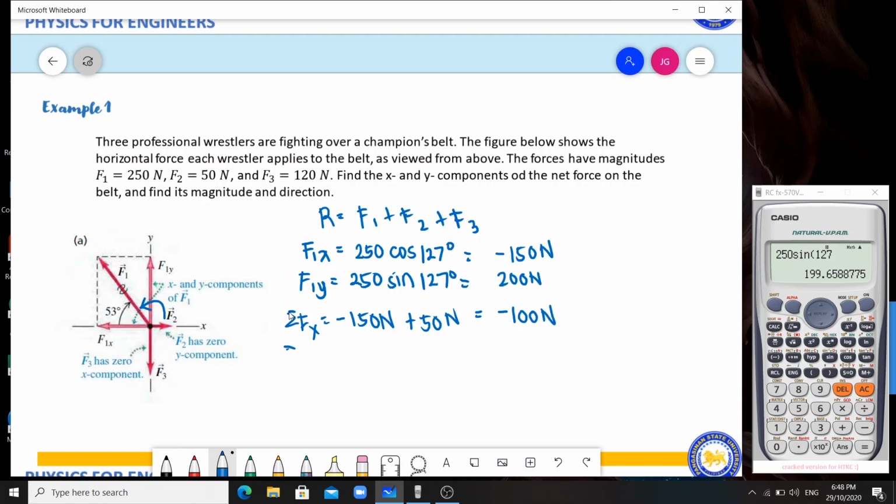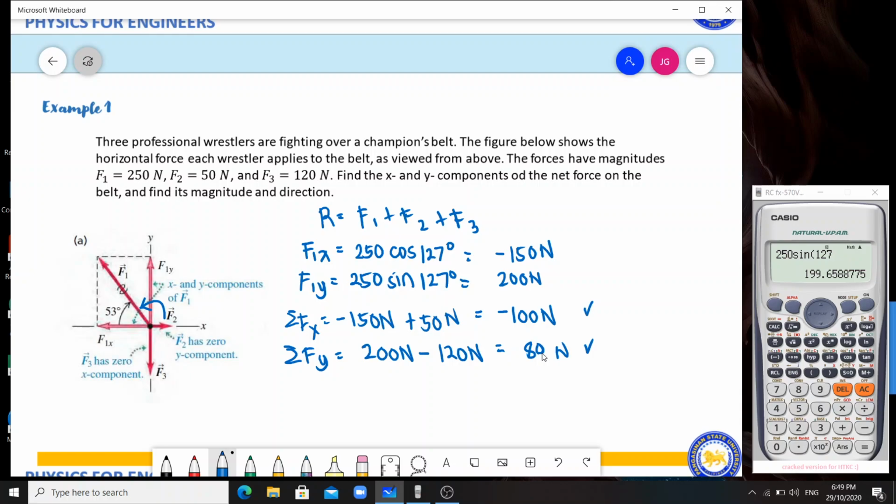And then let's go to summation of Fy. Ayan. 200 Newton minus F3 na 120 Newton. Bakit minus? Kasi going downward. So, this is equivalent to 80 Newton. So, this is the X and the Y component of the net force. And now, we get the magnitude.